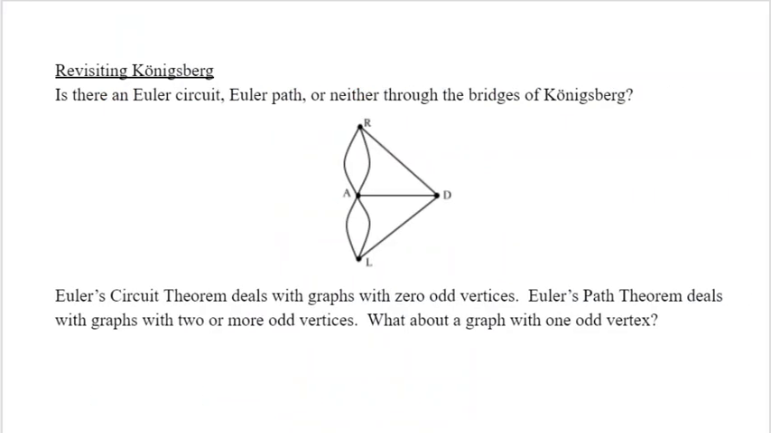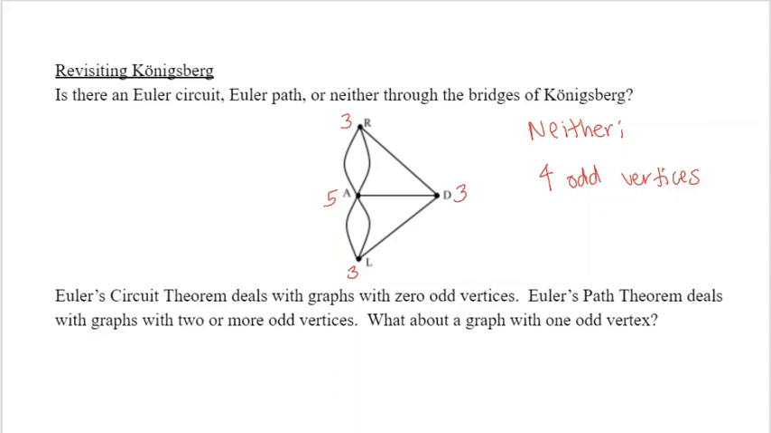So let's go back to Königsberg. Is there an Euler circuit, Euler path, or neither through the bridges of Königsberg? Remember, we drew this diagram in a previous video from looking at the map of Königsberg. So we have 3, 2, 3, 4, 5, 3, and 3. We are going to have neither because we have 4 odd vertices. And that is the conclusion that Euler came to back in the 1700s, was that you could not cross all of the bridges in Königsberg exactly once.